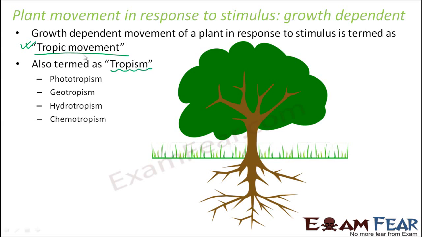When we talk about these tropic movements, there are four types which we will be talking about: phototropism, geotropism, hydrotropism and chemotropism. Photo means light, geo means earth, hydro means water and chemo is chemicals. So we will see the tropic movements in response to all these different stimuli. Here light, water, chemicals and the earth all act as stimuli for the plant.